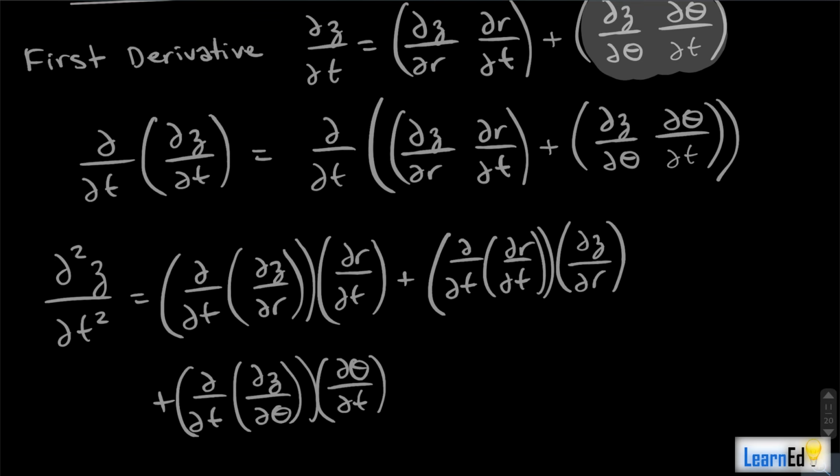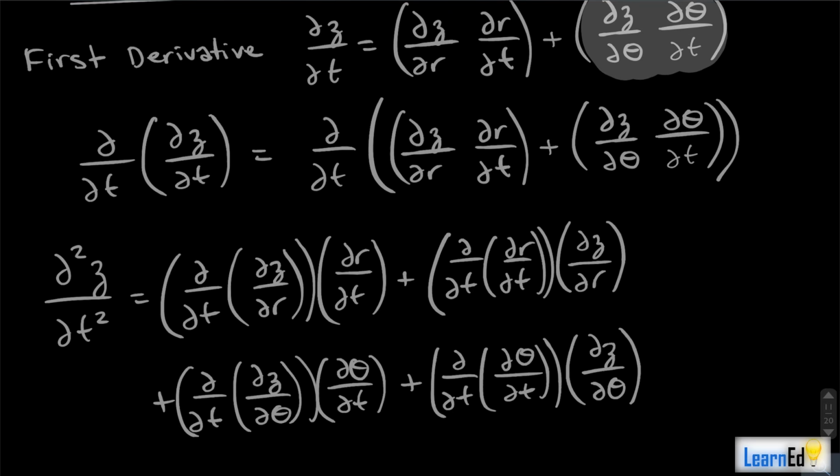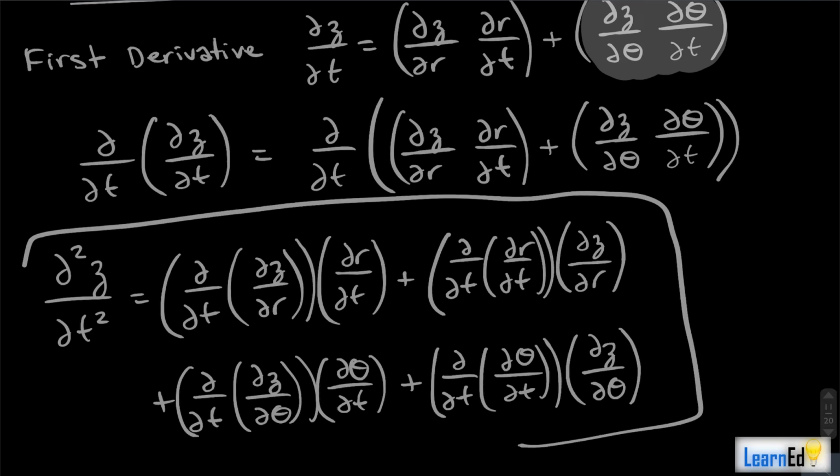And then we're going to add that to the partial with respect to time of d theta dt, and we're going to multiply that by dz d theta, which we left alone. And this whole thing is your second partial derivative with respect to time. So you have to do quite a few things to actually get through to that time variable.